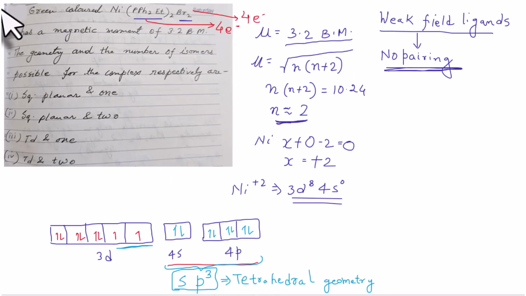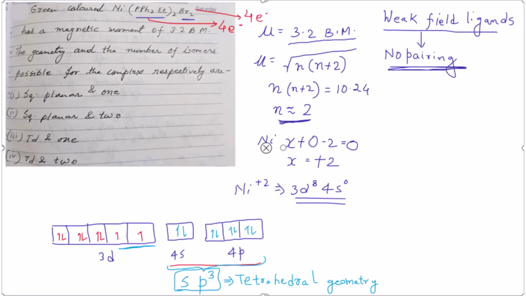So we got the answer of the first part of the question. It is asked what is the geometry. So the geometry of this complex will be tetrahedral. And now what should be the number of isomers? So tetrahedral won't give you any isomers here. So if we make it in a square planar form, then we get the 2 isomers.